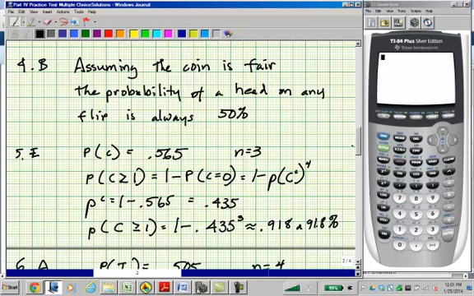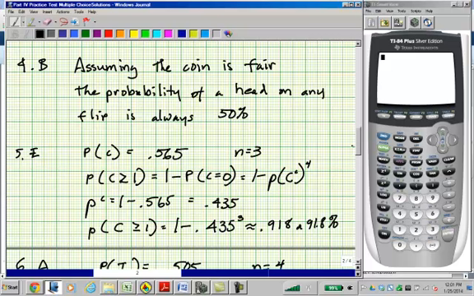4b. Assuming the coin is fair, the probability of a head on any flip, no matter what's happened previously, is always 50%. However, if the question was 100 times in a row, then the assumption that it's fair, or 20 or 25, I mean 10 is pushing it.